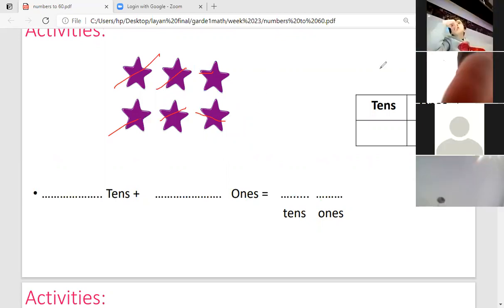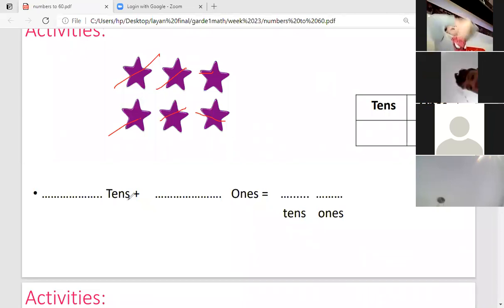Who wants to answer me? Do I have 10 here? Jad, do I have 10? No, excellent. Can I circle them? No. So how many 10s do I have here? Zero. Excellent. I don't have any 10s.